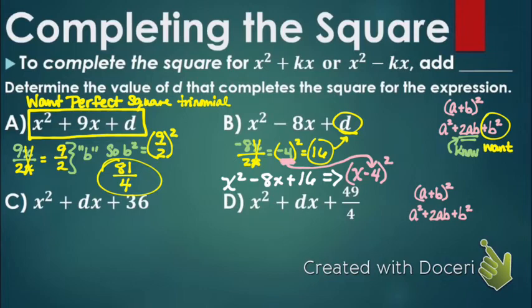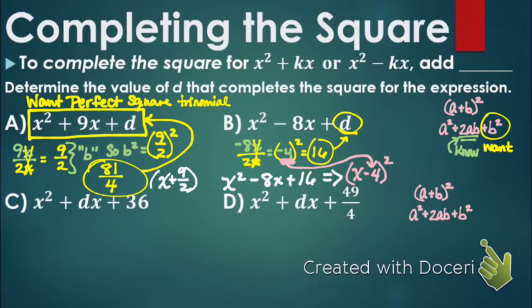So if I use that same thinking, can you help me figure out how the first one would factor if I had 81 over 4 in the place of D? Plus 81 over 4. X plus 9 over 2, whole quantity squared. Does that make sense?